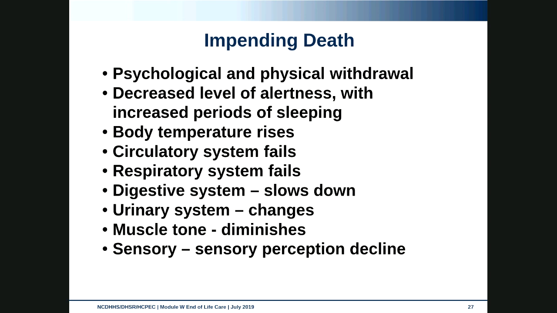The digestive system will slow down. The abdomen may distend. There may be fecal incontinence due to the relaxed muscles of the anal sphincters. There may be nausea and vomiting. The urinary system: the kidneys start to shut down. The amount of urine goes down significantly. Urine gets darker due to the decreased blood supply to the kidneys. And of course, they may become incontinent at this point because of relaxed muscles in those sphincters as well.